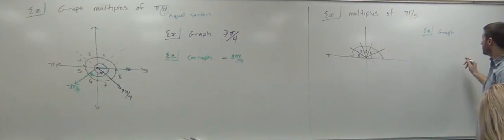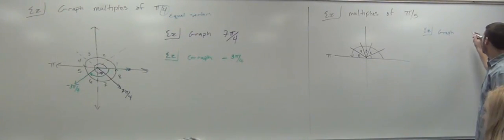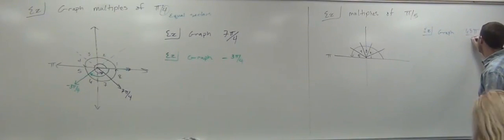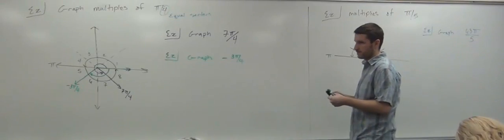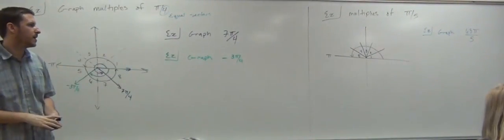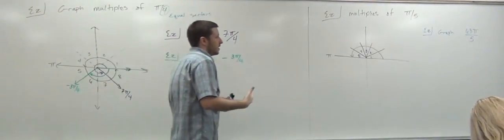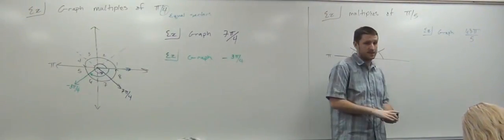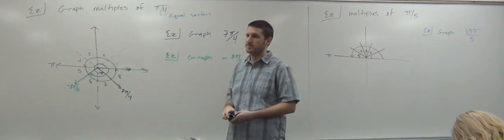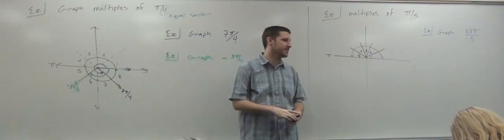All right, I'm going to give you something outrageous now. Graph 63 pi over 5. What's the strategy? Cry a little, die a little bit inside.